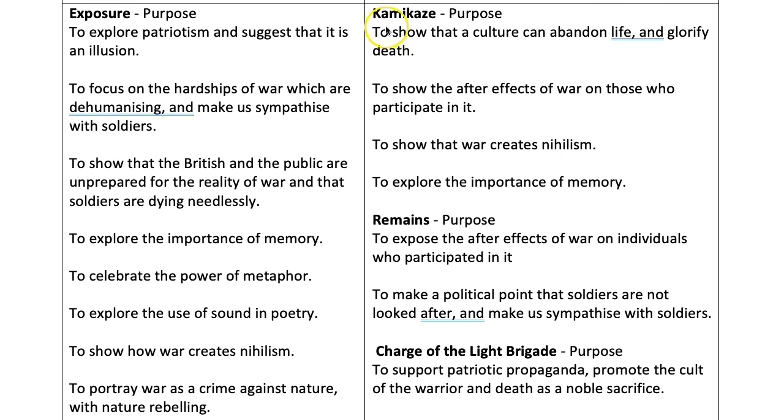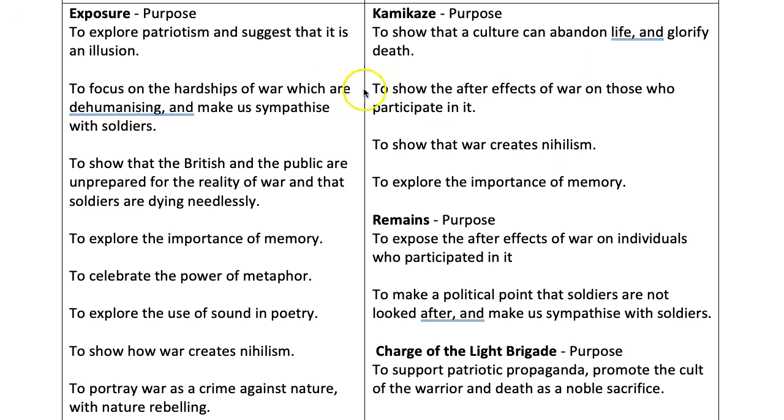Well, I'm going to go first to Kamikaze, which shows that a culture can abandon life and glorify death. And that's what Wilfred Owen is complaining about in Exposure. To show the after effects of war on those who participate in it.